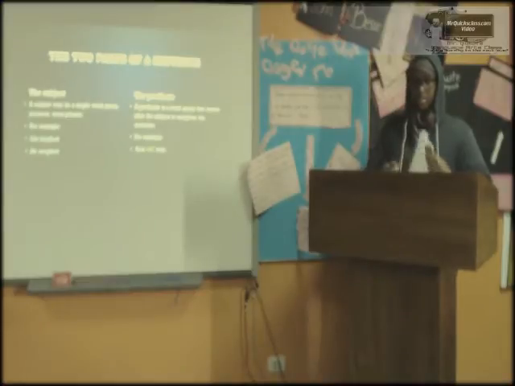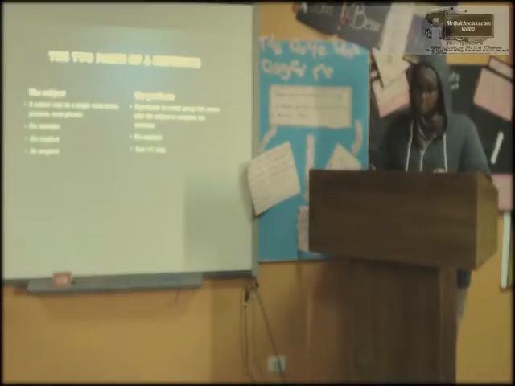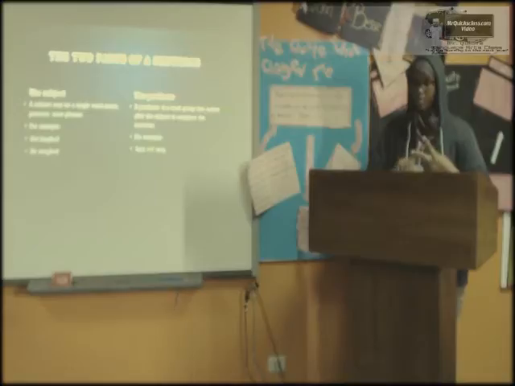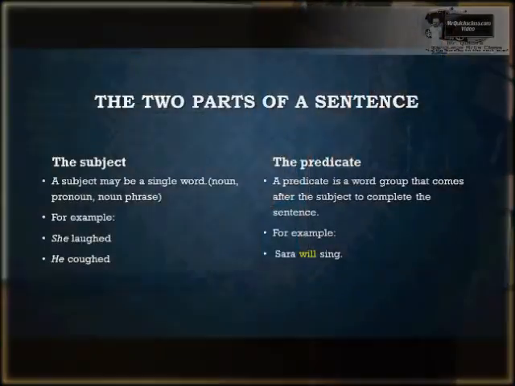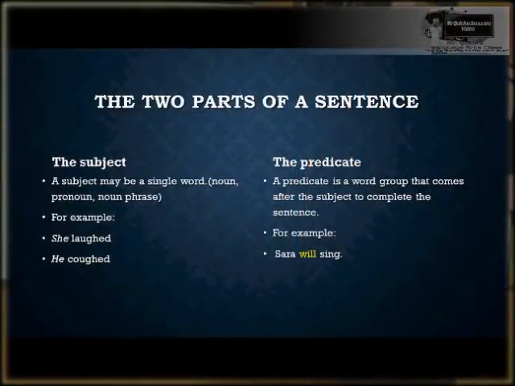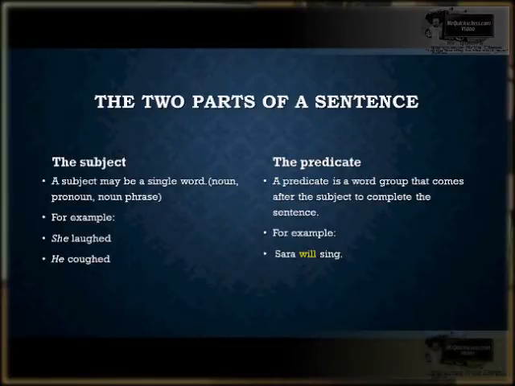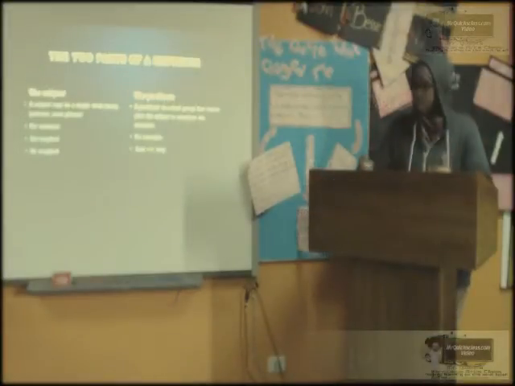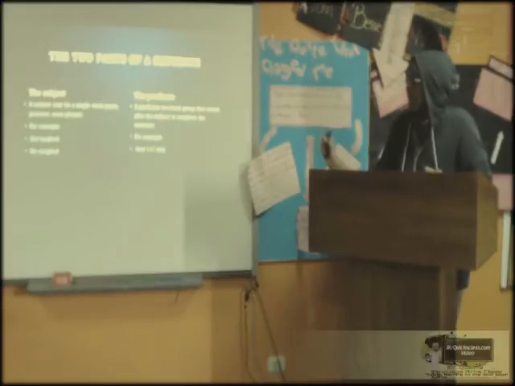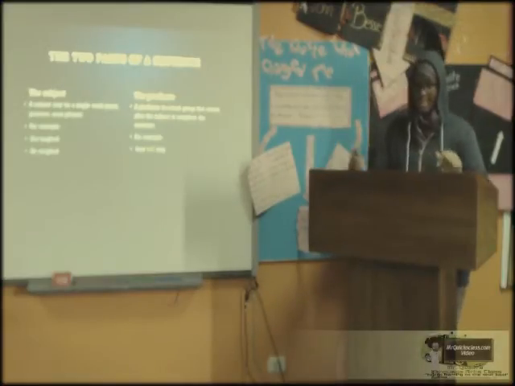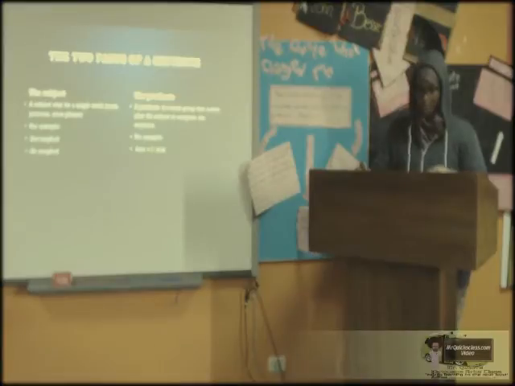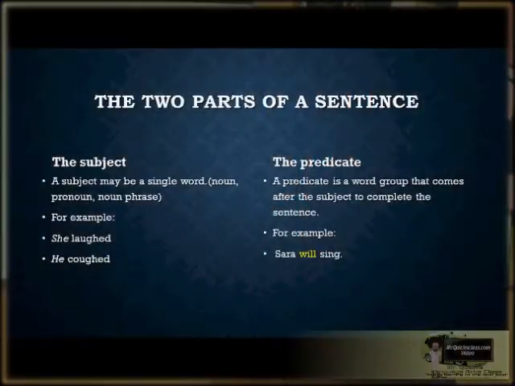Now, the two parts of a sentence. The subject may be a single word, noun, pronoun, or noun phrase. Examples: she laughed, he coughed. The predicate is a word group that comes after the subject to complete the sentence. There's a main verb and a helping verb. For example, Sarah will sing. Will is the helping verb.